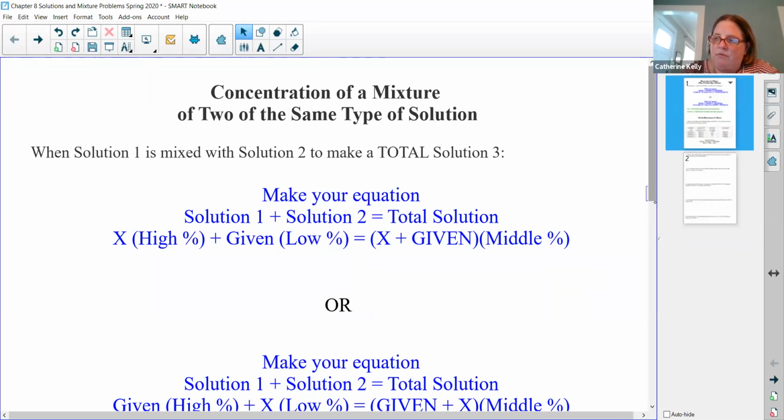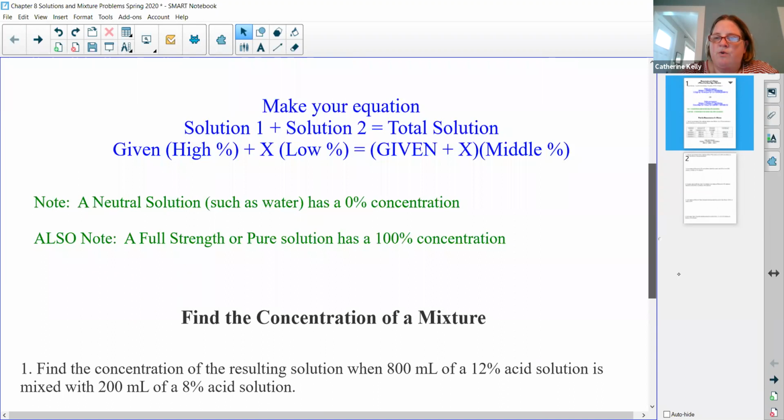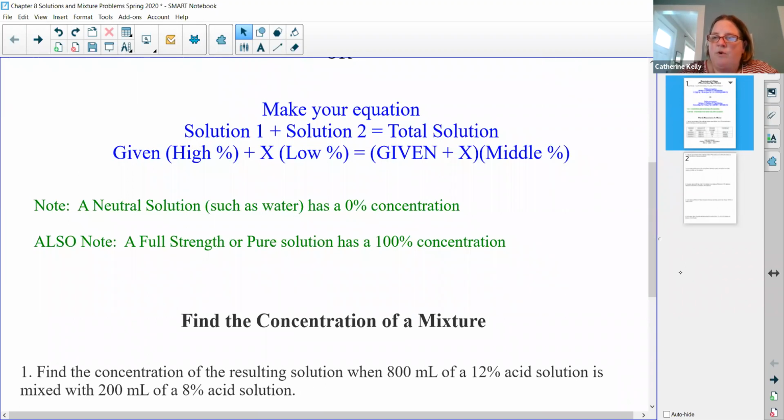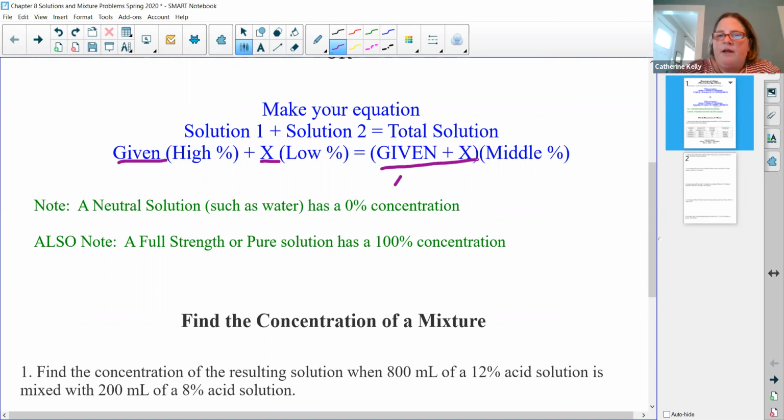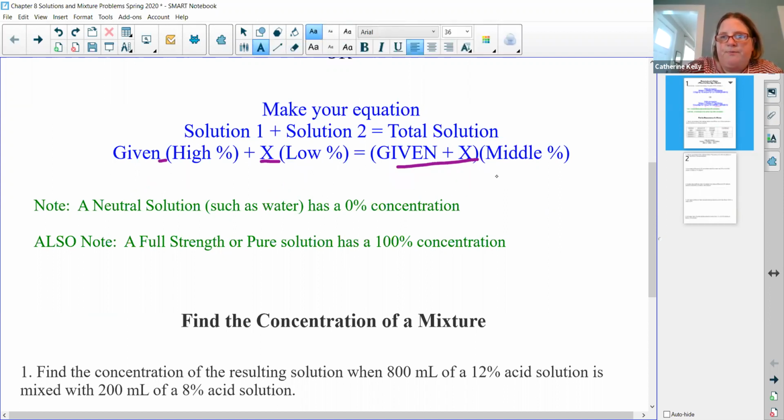So make your solution equation: solution one plus solution two equals the total solution. You're going to have a high percentage calculation plus a lower percentage calculation, which is going to be a combination. Then your total solution is going to be what you're given and what you don't know all together. Because if you have 10 of this and 3 of this, then you'll have 13 of this. But if you have 100 of this and 30 of this, you're going to have 130 of this. So it makes sense that if you have something of one solution and something of another solution, it's the total solutions to get the middle percentage.